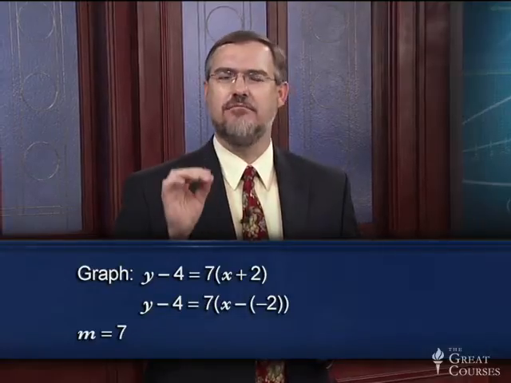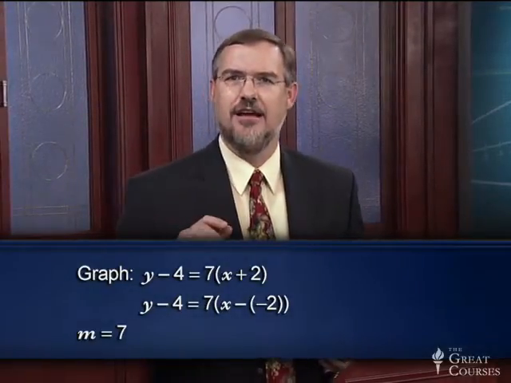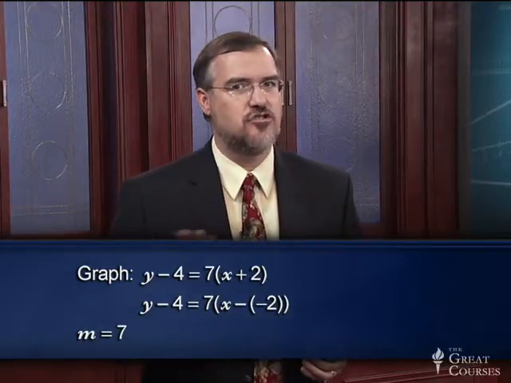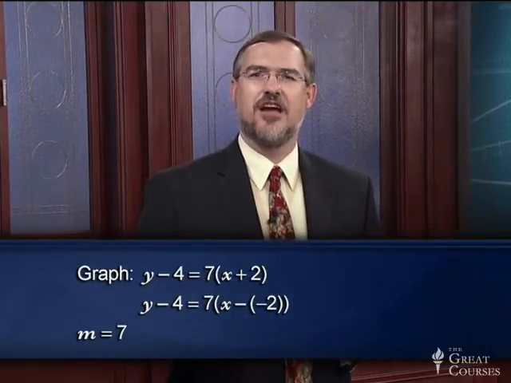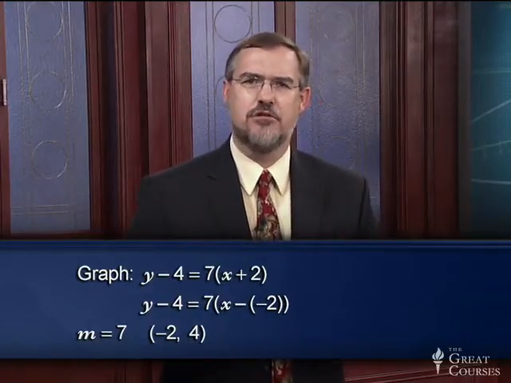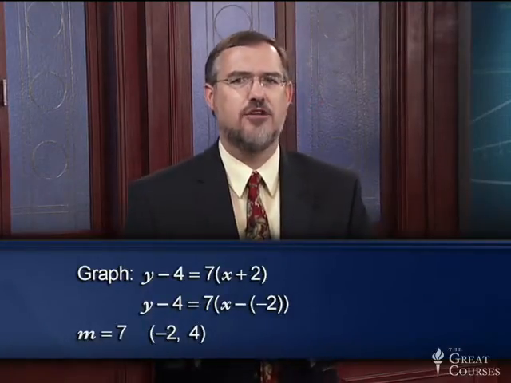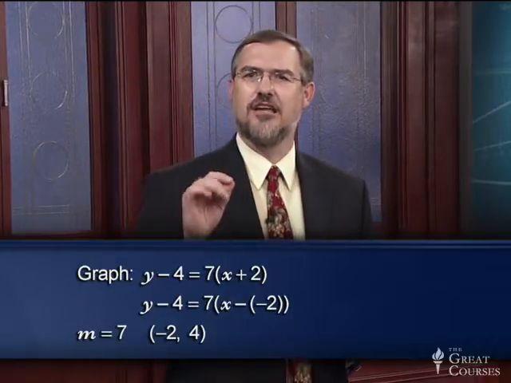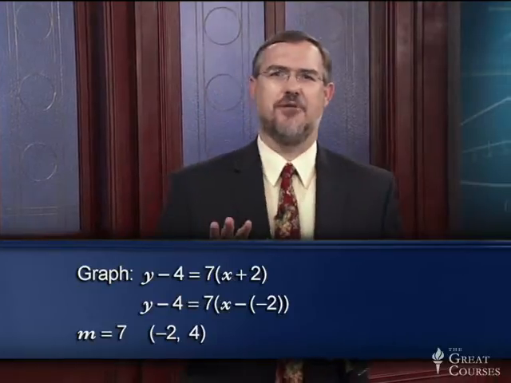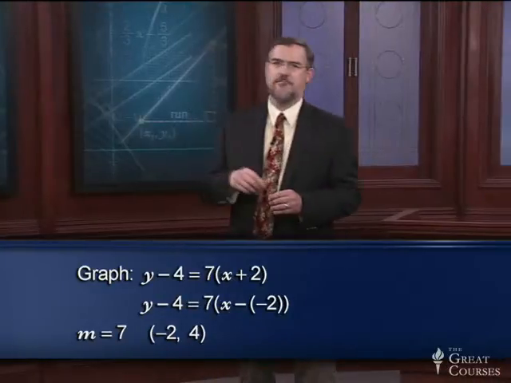And now that I've written my equation this way, I can see that the point that the line goes through isn't 2, 4, it's actually negative 2, 4. And that's a very important difference. That's going to change where I draw this graph once I get the correct point on the page. So now I can sketch my graph.